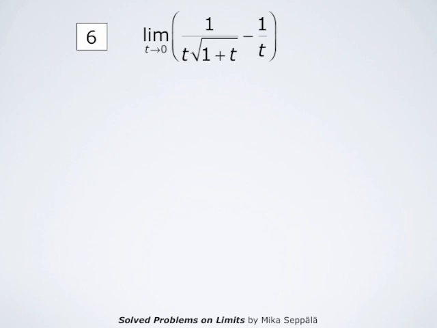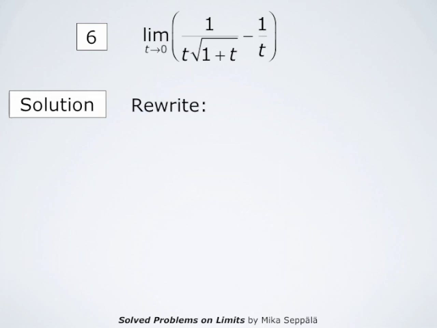In this problem we have to compute the limit as t approaches 0 of 1 divided by t times square root of 1 plus t minus 1 divided by t. A direct substitution here would yield 1 divided by 0 minus 1 divided by 0, which is certainly undefined. It's not a number. So direct substitution cannot be used. We have to perform a rewriting.